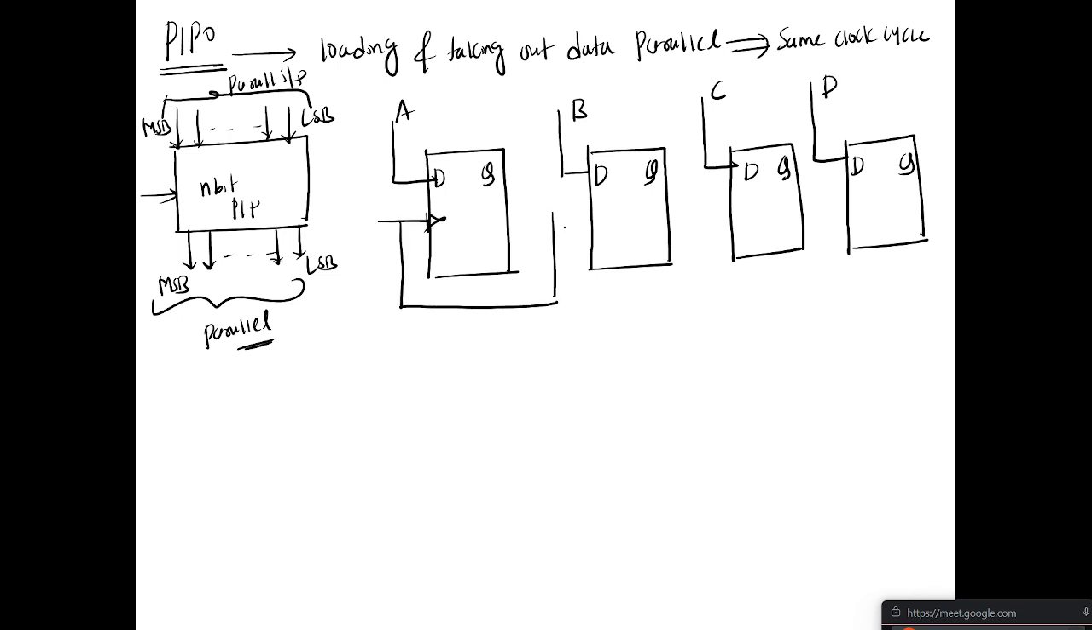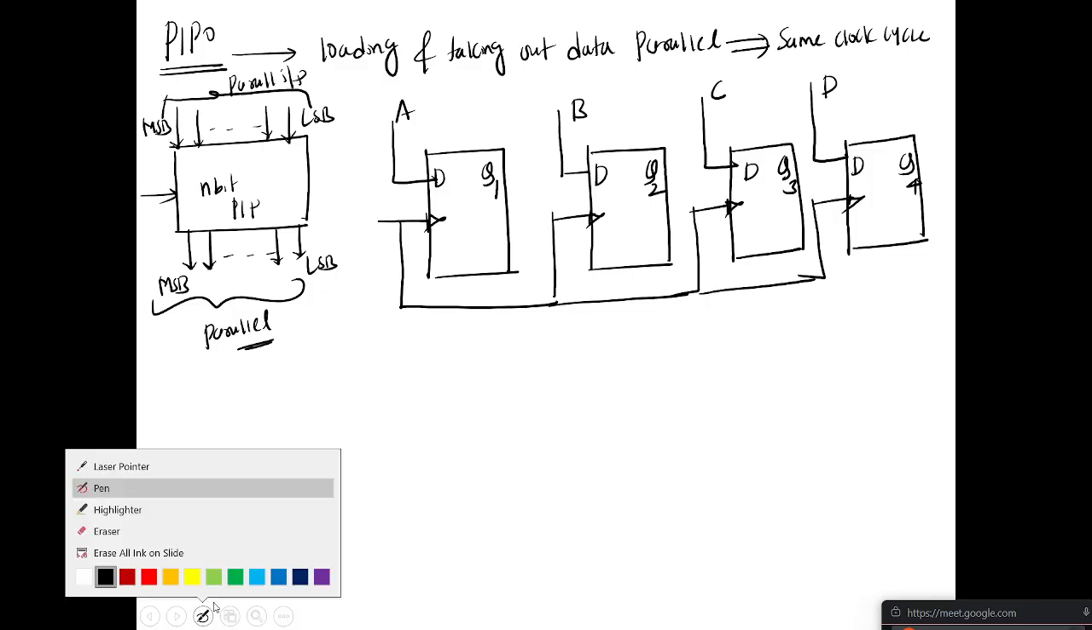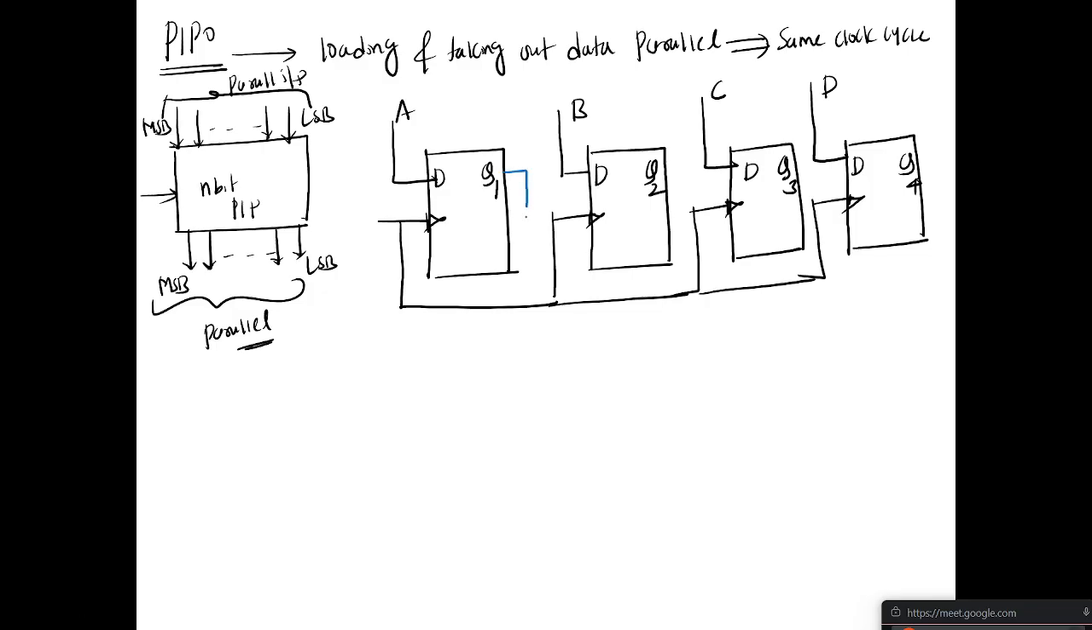A common clock is given to all the flip-flops. And from Q you are taking out the data. Let us take this as Q1, Q2, Q3 and Q4. How are you taking out the data? Parallelly. Here you are getting Q1, here you are getting Q2, here you are getting Q3, and Q4.